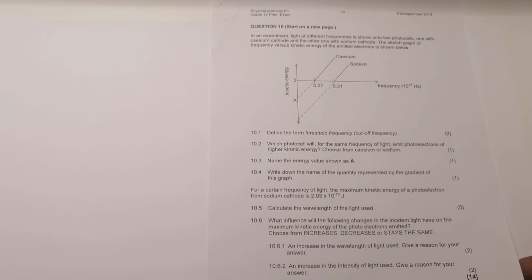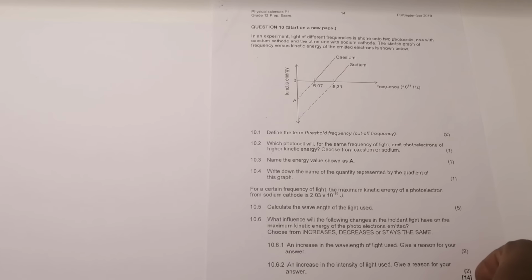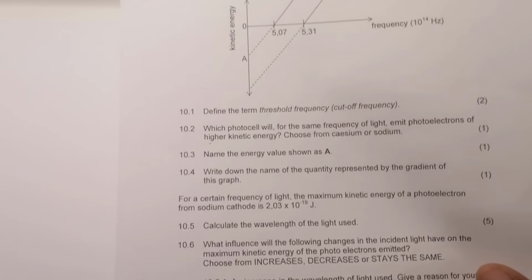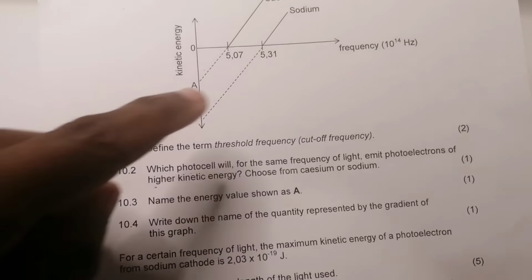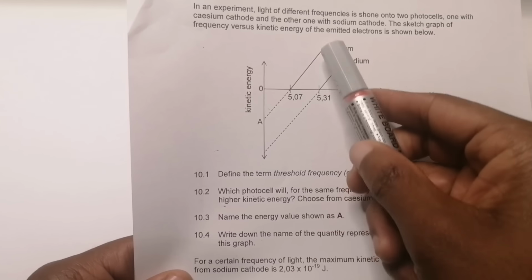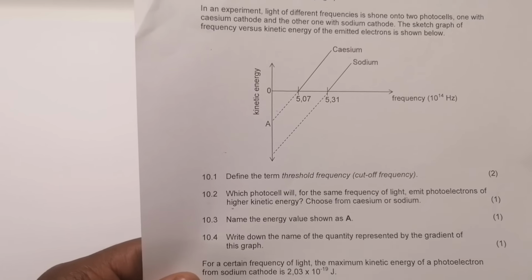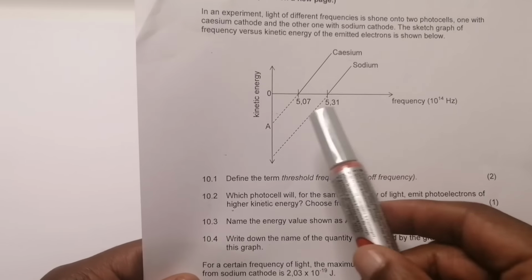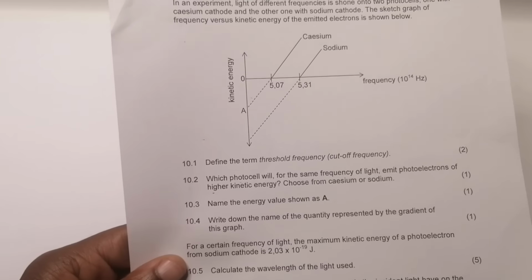Now, they say the sketch graph of frequency versus kinetic energy of the emitted electrons is shown below. So there they give us those graphs. I want you to notice what they did on the graph. Do you see that portion there that they drew in dotted lines? They drew that portion as a dotted line so that you could see that this part in real terms does not exist. So let's take cesium, for instance. Between that point and that point, electrons are not able to move, so the kinetic energy of the electrons is zero. Remember, it cannot go negative, but we are extending it here because that's where we are going to get the work function.